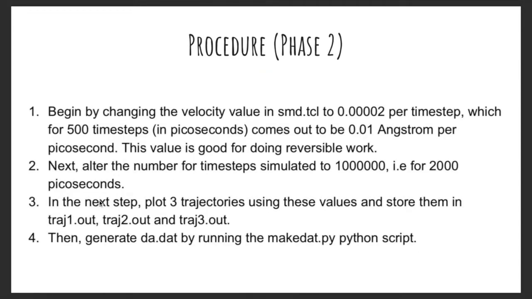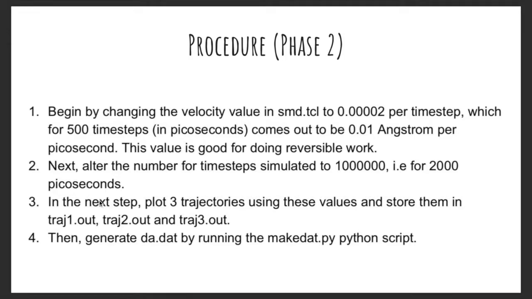Next, we move on to the procedure for phase 2. Here we start off by changing the velocity value in smd.tcl to 0.00002 per time step, which for 500 time steps in picoseconds comes out to be 0.01 angstrom per picosecond. This value is called the pulling velocity. This value is also good for doing reversible work. Next, alter the number of time steps simulated to 1 million, that is for 2000 picoseconds.